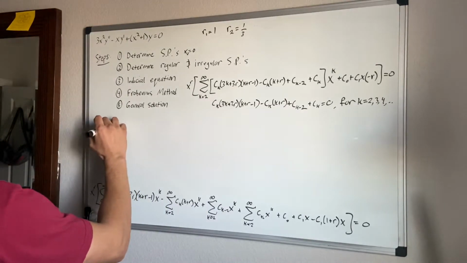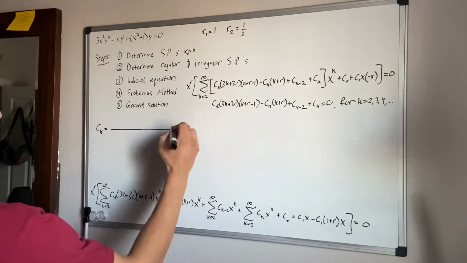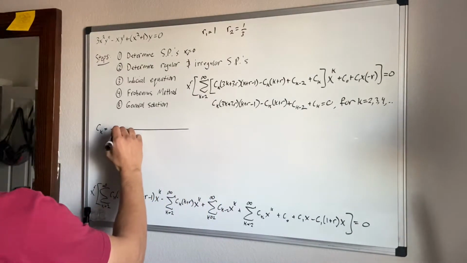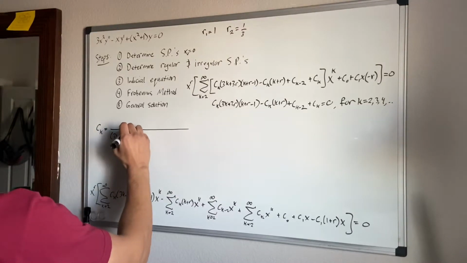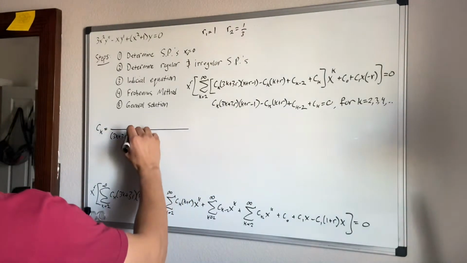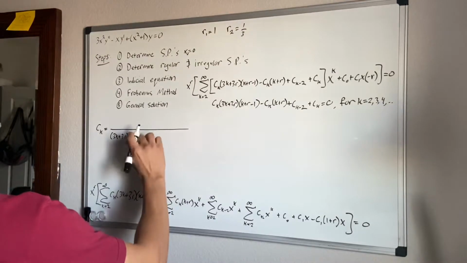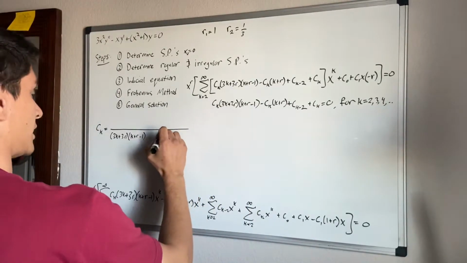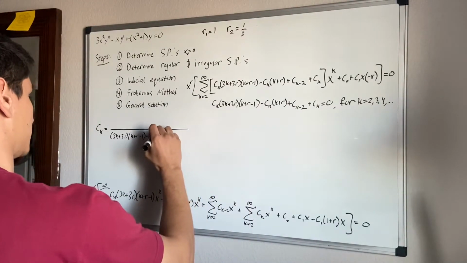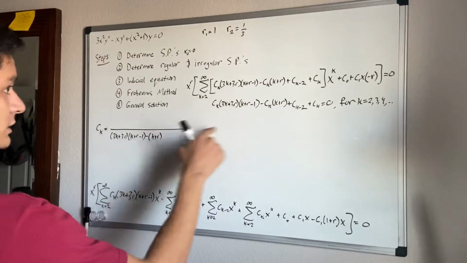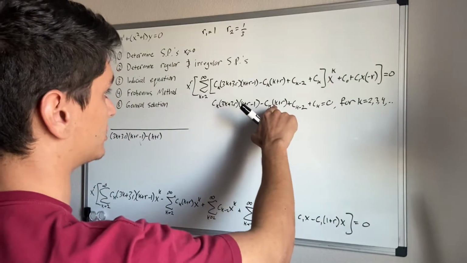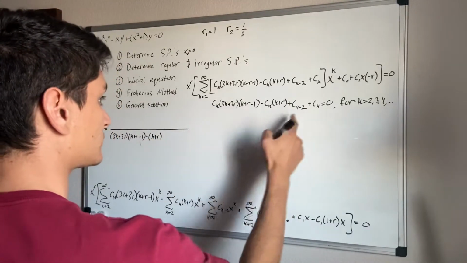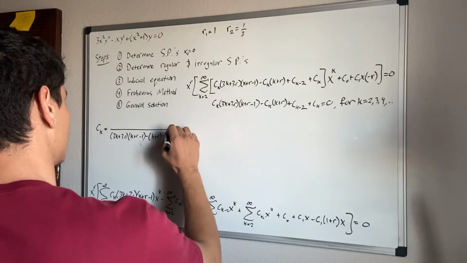C sub k equals a big fraction, 3k plus 3r, times k plus r plus 1 minus 1, minus k minus the quantity k plus r. Remember the parentheses there because that minus sign distributes to the k and to the r. So you have to put parentheses there. Plus 1.